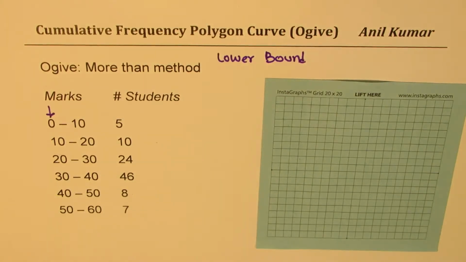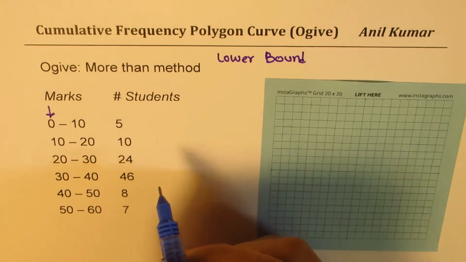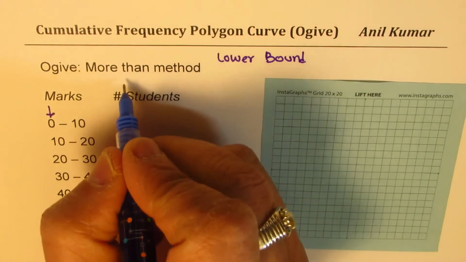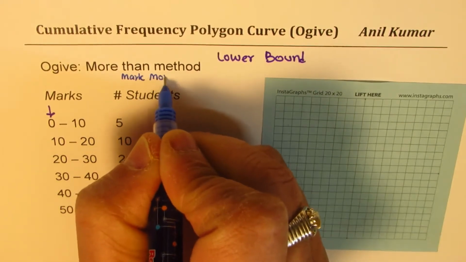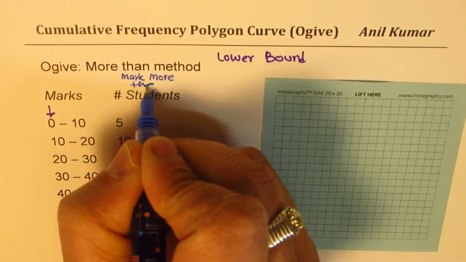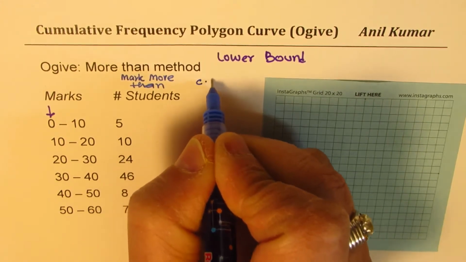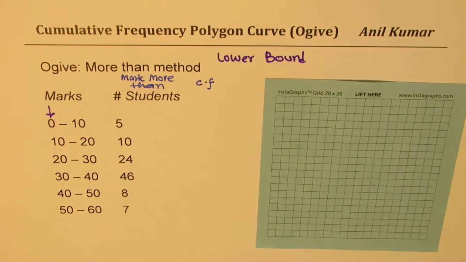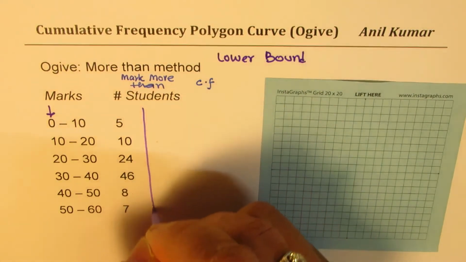So again, we'll create columns. So we'll say, in this case, marks more than. So we have marks more than, right? So we'll create this column, and for the same marks, we'll have cumulative frequency. Okay? So that is what we are going to do. So let's create these two columns here.